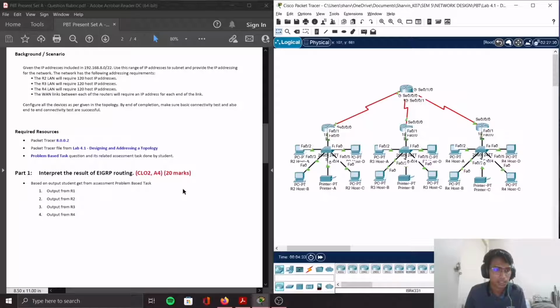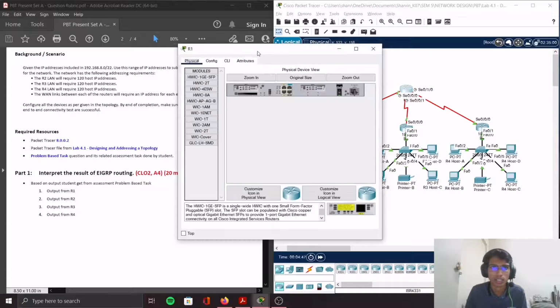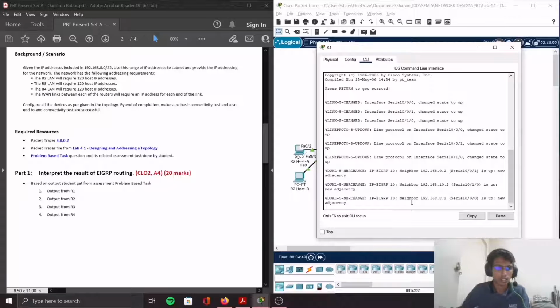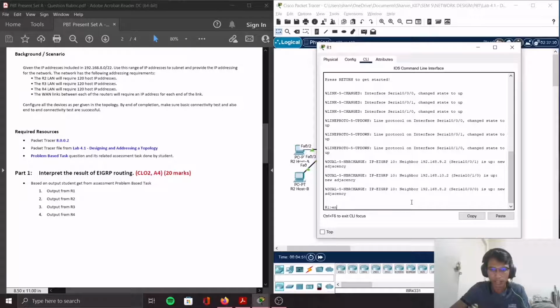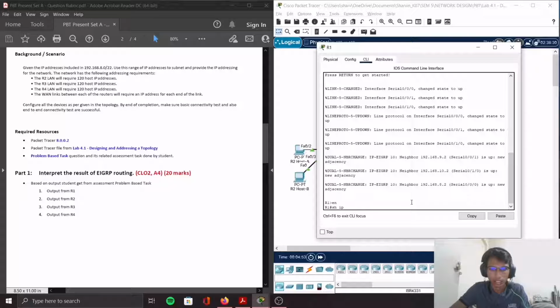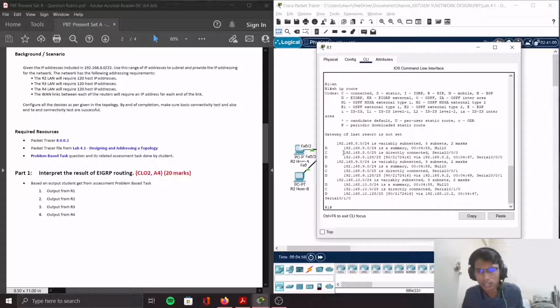Interpret the result of EIGRP routing based on the task output from R1. This is our R1. Let's see what output we get in EIGRP. First, I will show the IP route command. You can see C stands for connected, and D stands for EIGRP.